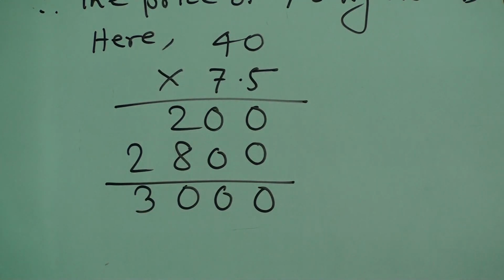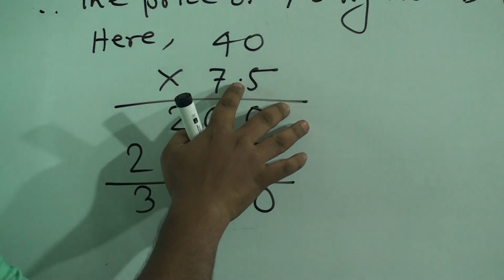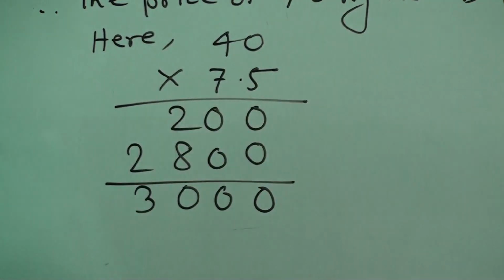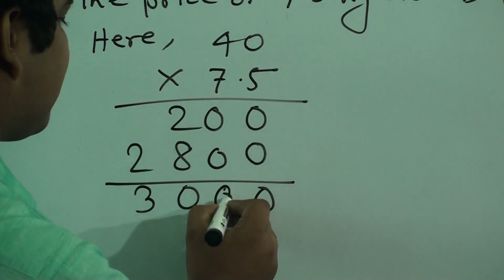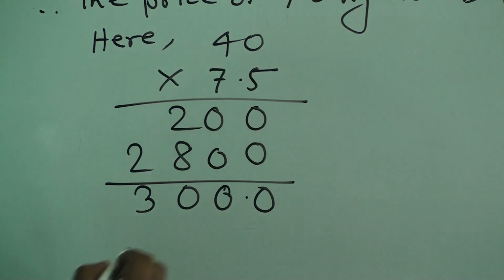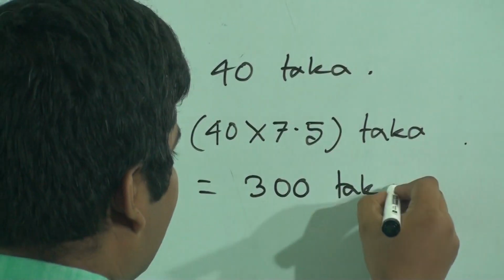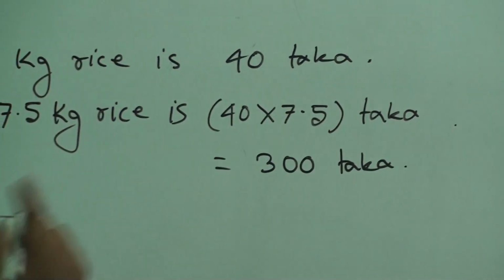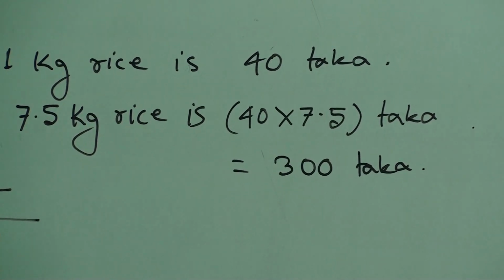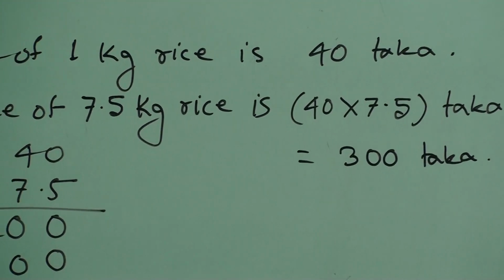Now we place this point. Notice after the point there is only one digit, so we place this point here. Okay, so 300 taka. So he needs 300 taka to buy 7.5 kg rice.